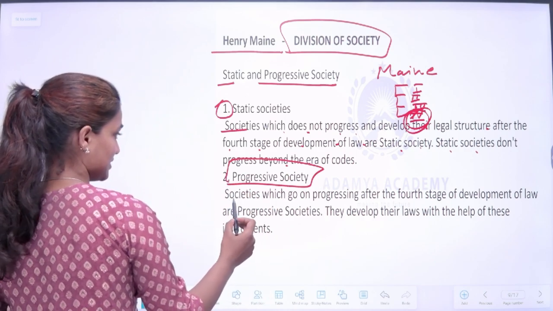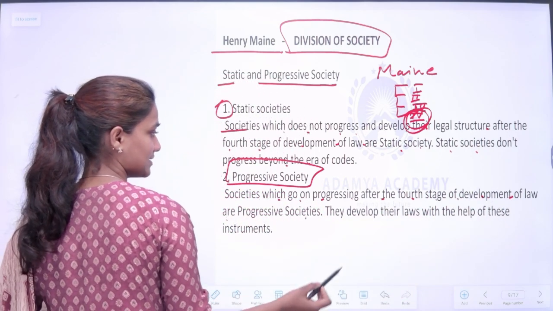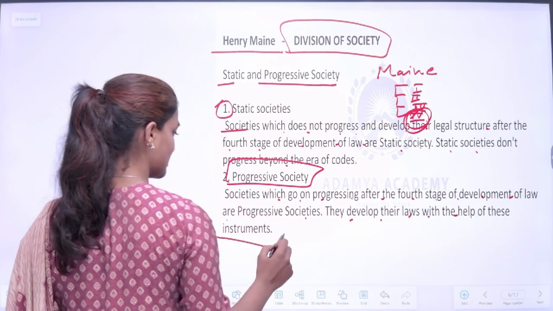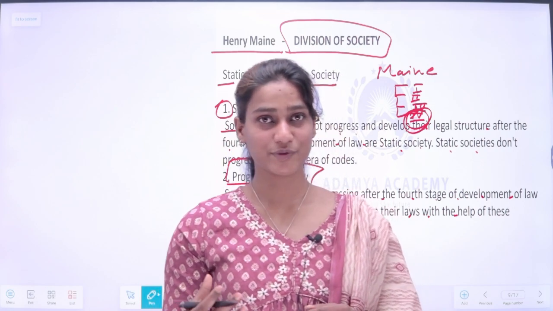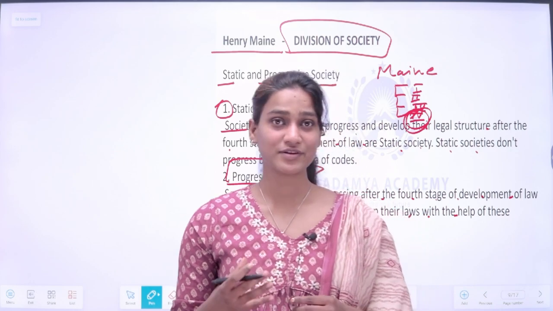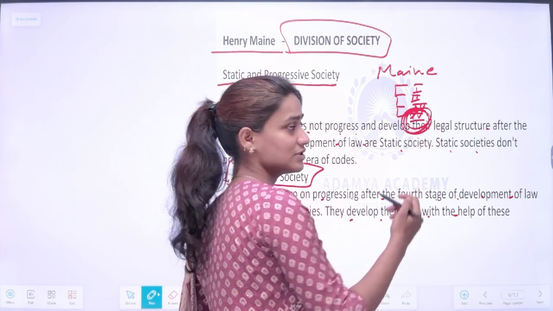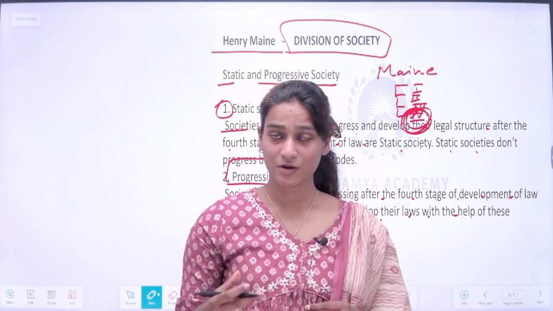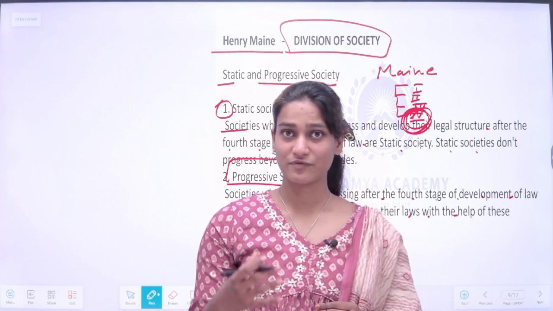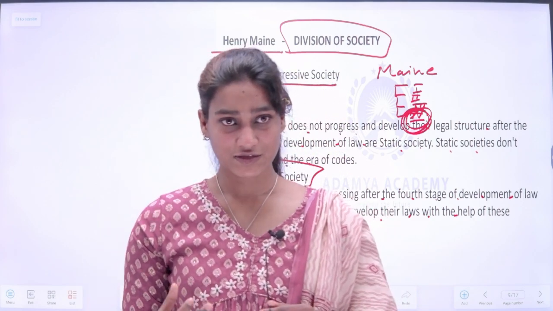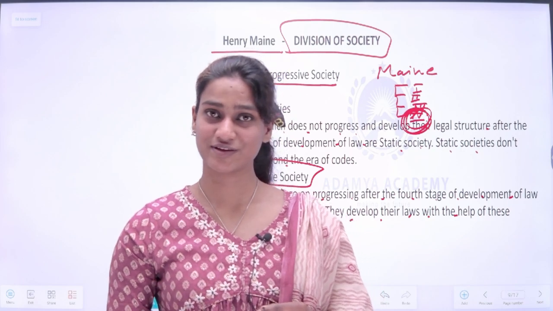Then progressive society. Societies which go on progressing after the fourth stage of development of law are progressive societies. They develop their laws with the help of these instruments. So what are progressive societies? Progressive societies are opposite to static societies. It means that after the fourth stage of development, if the law which is codified can be changed in future because of the formal legal structure or system which the lawmakers have given to the people, then that society is considered a progressive society.